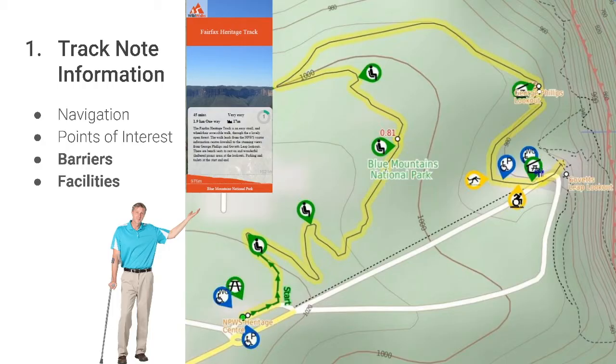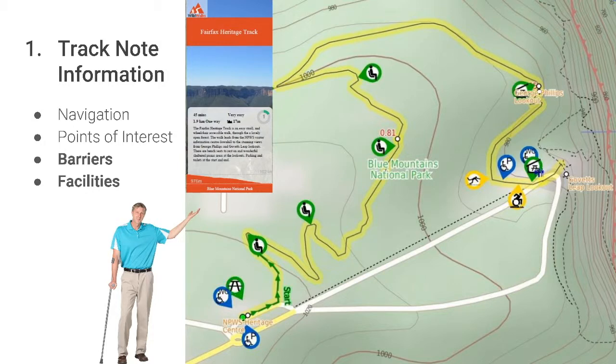The track note information was critical to our naturally accessible project, and that's where we found this awesome opportunity to intervene and to reduce the experience of disability by adding two extra layers of information to our track notes. And so you can see in this example that traditionally we've provided information on navigation, where to turn left, where to turn right, where the walk starts, that kind of stuff.